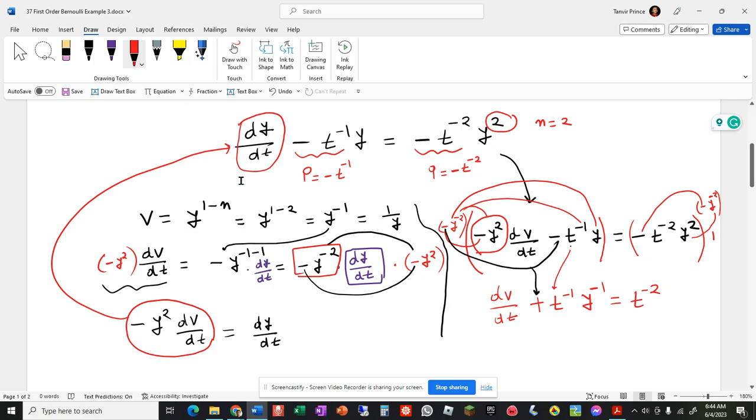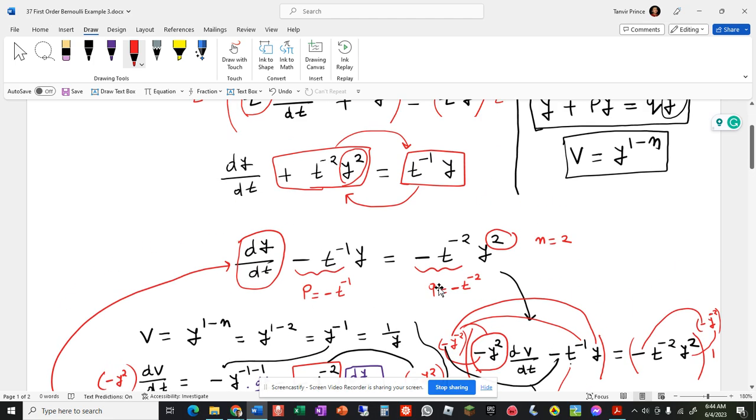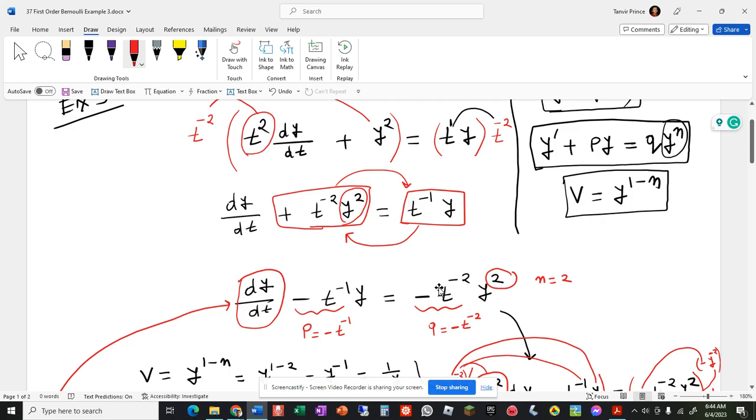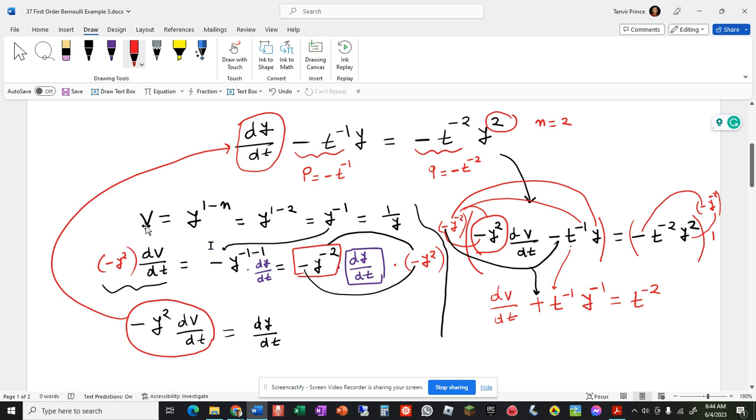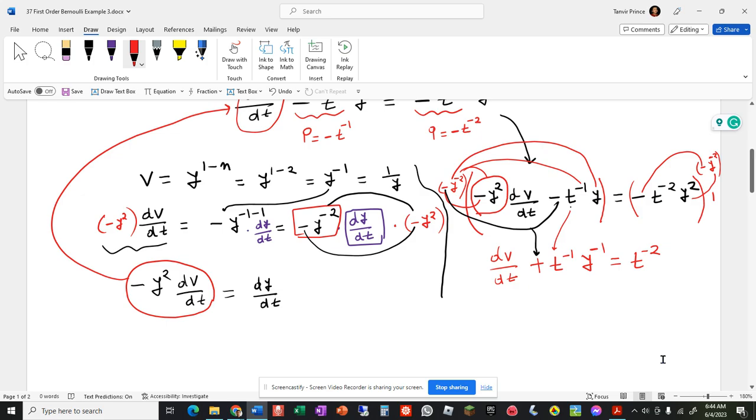It looks very simple, but it still has v, y, and t. But remember the relation between v and y. So let's go back. What is the relation here? Right there. So v is equal to y to the power negative 1, right? So v is y to the power negative 1. So this y to the power negative 1, that's your v. So that is the substitution we make, right? So let's replace y to the negative 1 by v.